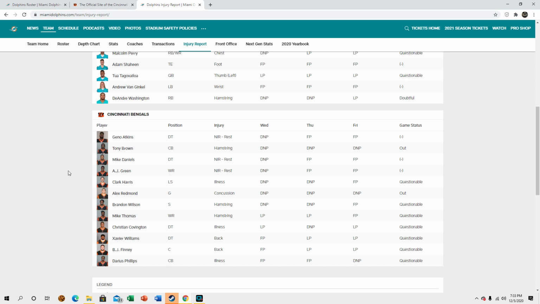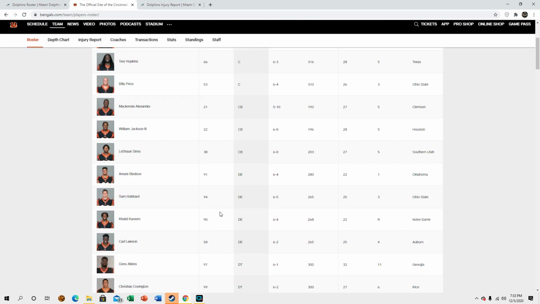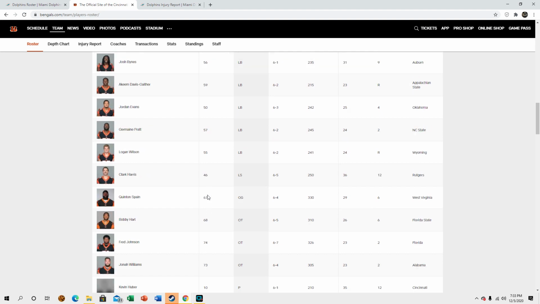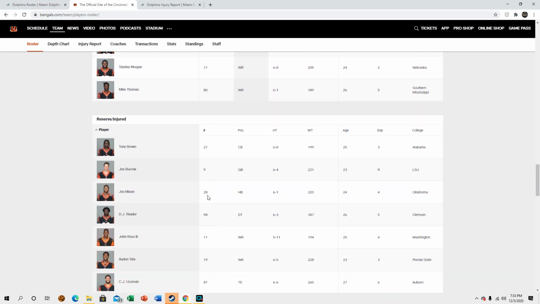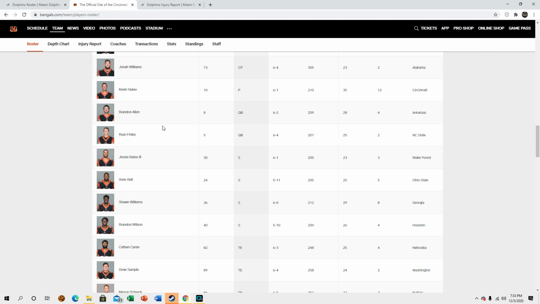AJ Green looks like he's going to be good to go. Let's see. As far as their quarterbacks go, it's most likely going to be Brandon Allen that we'll be seeing tomorrow. Like I said in my videos earlier in the week, it doesn't really matter to me which quarterback ends up starting, honestly. Just send a lot of pressure their way, and I think we should be okay.